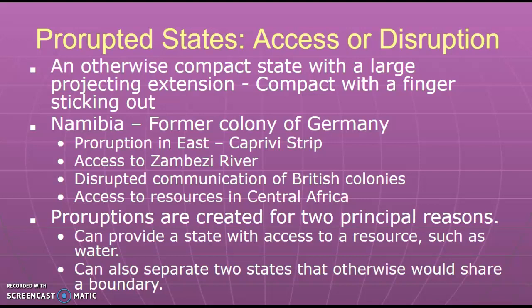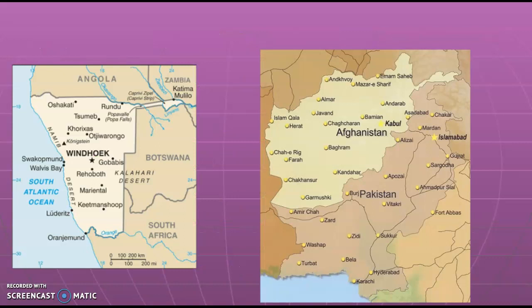It's typically to gain access to some sort of water resource or to provide a buffer zone between two warring states. So again, it can provide a state with access to a resource such as water, or separate two states that otherwise would share a boundary, what's called a buffer zone between the two. So you can see here's an example. This is Namibia, and this is the Caprivi Strip, and this was to gain them access to the Zambezi River and some of the resources in Central Africa, but also to keep these two British colonies from having boundaries between them as a way to disrupt their control.